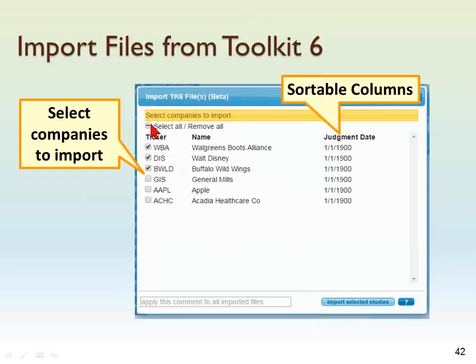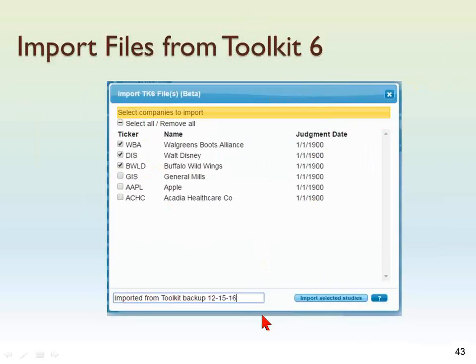So what I was saying is you can select all of them. You can pick them individually. You can have thousands listed here, but you can only select 1,000 to import. You can sort each one of these columns to help you pick which ones you want to import. And once you have that selection all made, then you can also add a comment here.